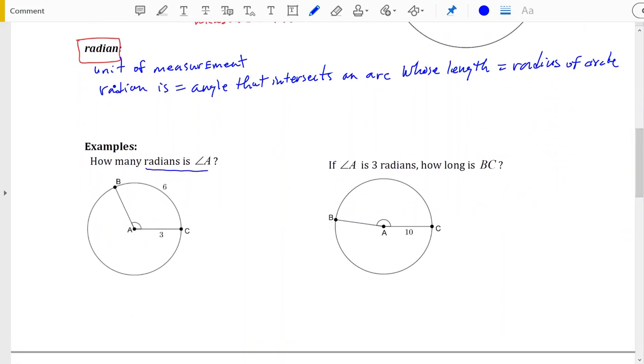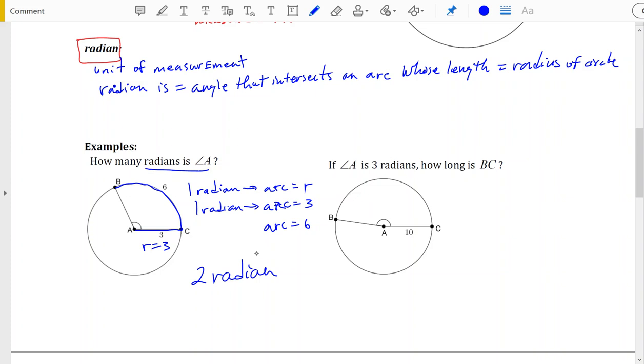How many radians is angle A? Well, we've got a circle with a radius of 3, and it produces an arc length that is twice as long as the radius. Well, we just defined above that 1 radian will always produce an arc that is equal to the radius. So in our case, that arc would be equal to 3 if the angle was 1 radian. But in our problem, the arc is actually equal to 6, which is twice as much as 3, which means that the angle is going to have to be 2 radians. Twice as many radians produce an arc that is twice as long.